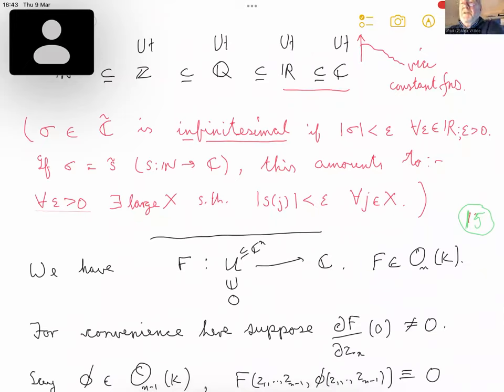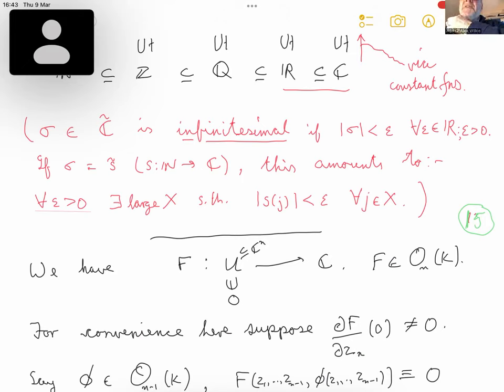Perhaps a quick word, do I have time, about non-standard analysis. In its infancy, when Abraham Robinson invented it, it was thought to be a way of rigorously introducing infinitesimals into the calculus. So you rigorize Leibniz's approach to the calculus. You see, this C tilde will contain infinitesimals. It will contain elements less than epsilon for all actual positive real numbers epsilon.